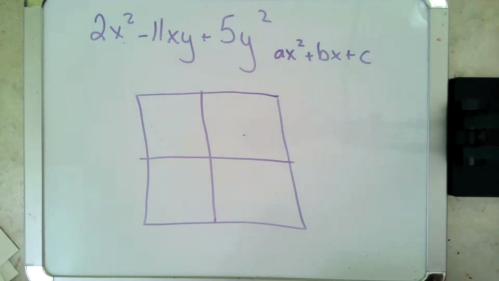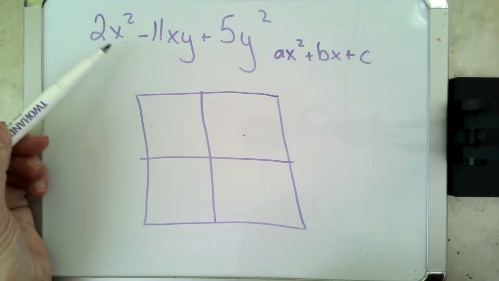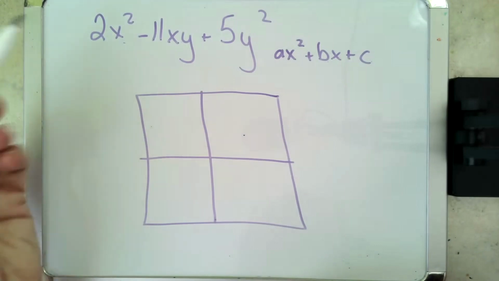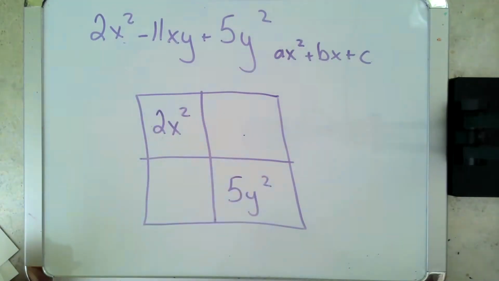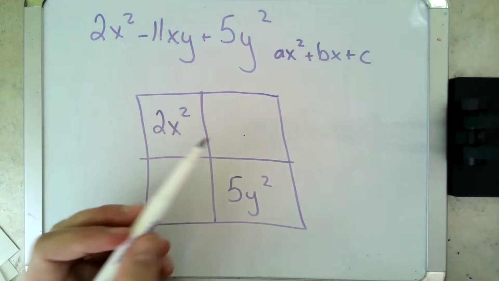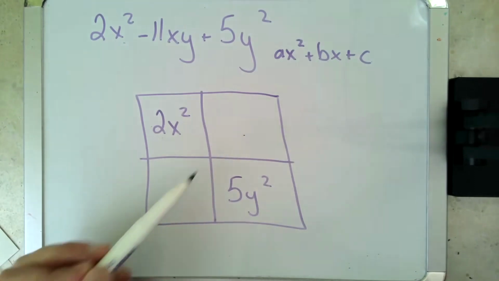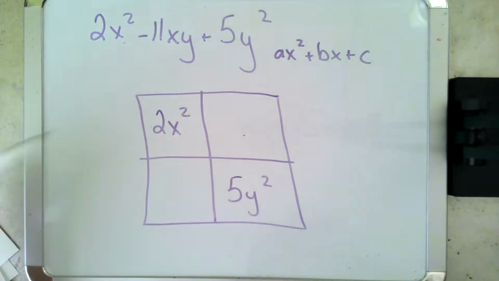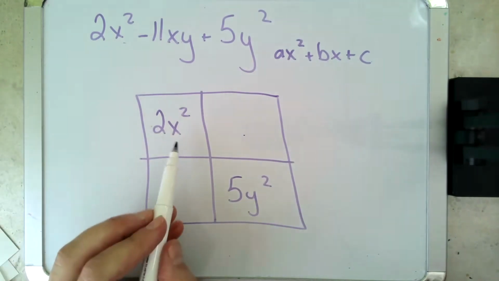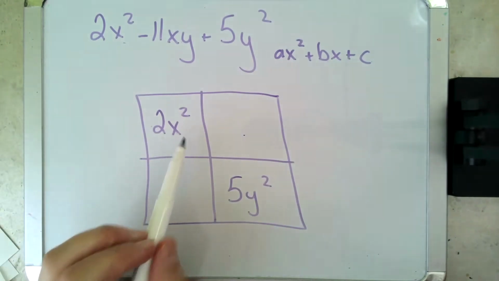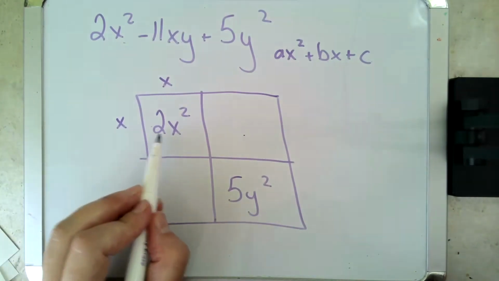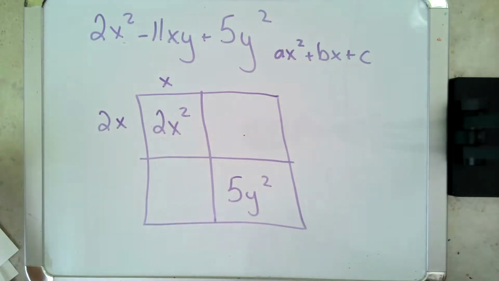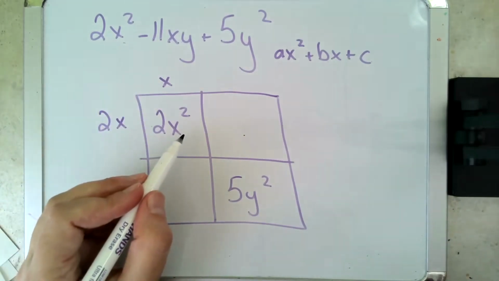Let's take a look at the box method in this case. We know our first term is a 2x squared. We know our last term is a 5y squared. And now we can play around a little bit to see how we could come up with our two middle terms that would add up to our negative 11xy. So the first thing I'll do is I'll say, okay, x squared, that means each of those terms is going to have an x. To come up with 2x squared, one of them is going to have a 2. 2x times x gets me my 2x squared.